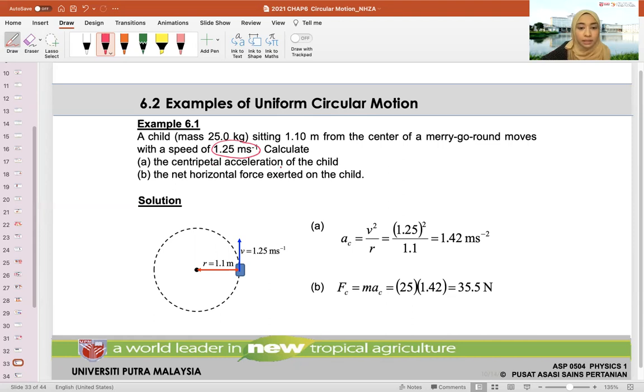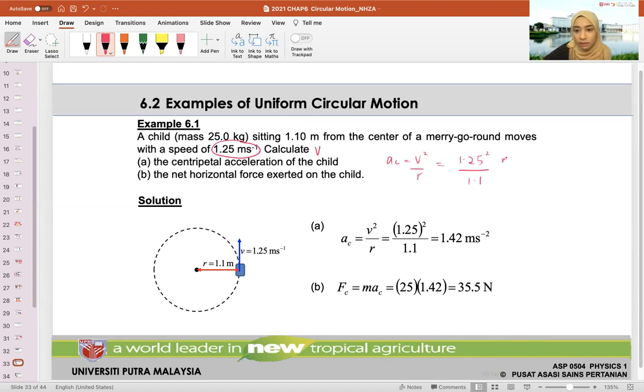Calculate the centripetal acceleration of the child. So I have v. How do I find a_c? We already know a_c is equal to v squared over r. So I just substitute that. v is 1.25 squared over radius. Radius is 1.1. So that is my a_c.